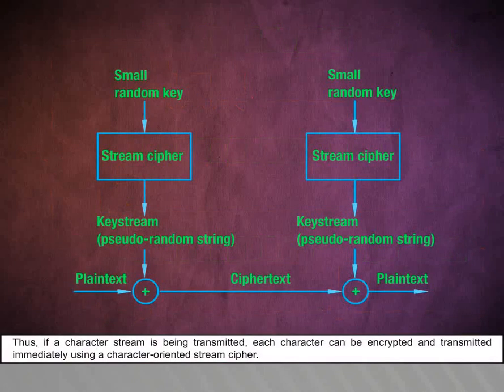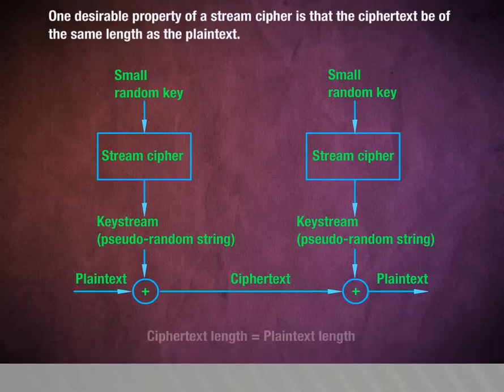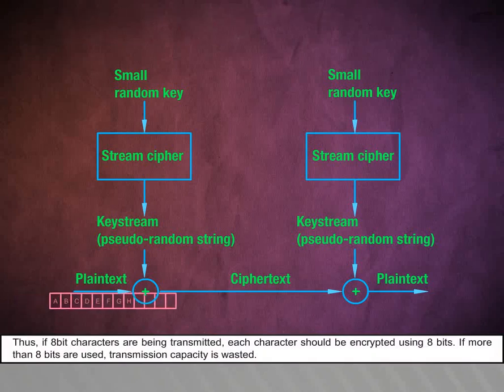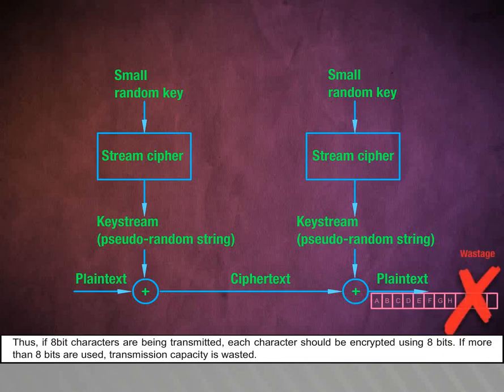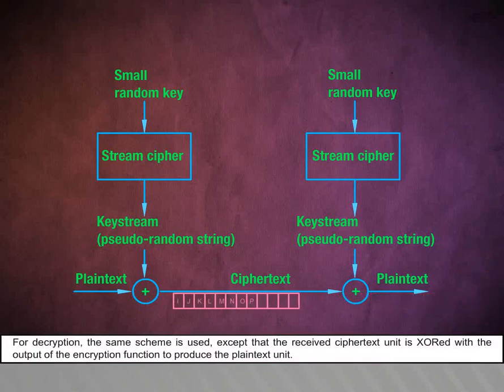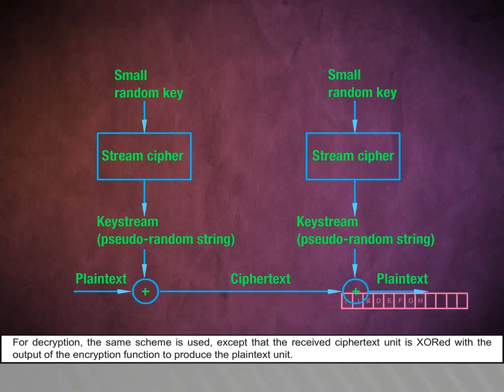Thus, if a character stream is being transmitted, each character can be encrypted and transmitted immediately using a character-oriented stream cipher. One desirable property of a stream cipher is that the ciphertext be of the same length as the plaintext. Thus, if 8-bit characters are being transmitted, each character should be encrypted using 8 bits. If more than 8 bits are used, transmission capacity is wasted. For decryption, the same scheme is used except that the received ciphertext unit is XORed with the output of the encryption function to produce the plaintext unit.